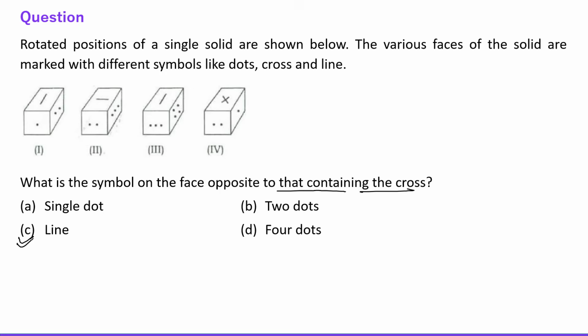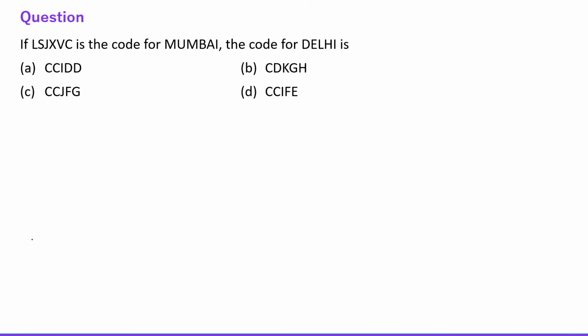Okay. This was a simple question, provided you know how to solve these types of questions. Now let's move to the other one. Next question is saying, if LSJXVC is the code for Mumbai, then the code for Delhi is.